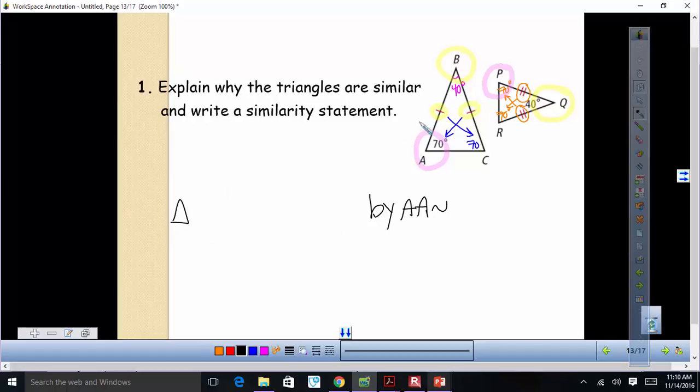So how would you want to write this first triangle? In what order? A, B, C is congruent. So we went pink, yellow, none. So we have to go pink, yellow, none here. So in what order would this one be? P, Q, R. Very good.